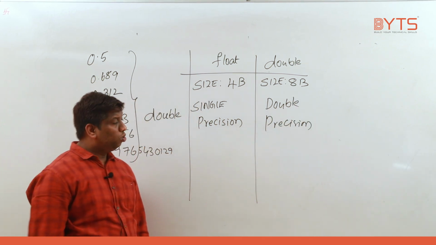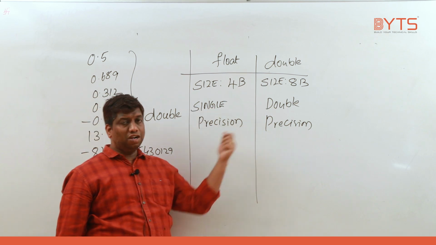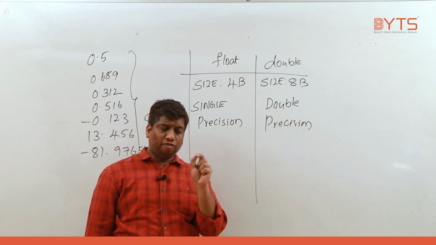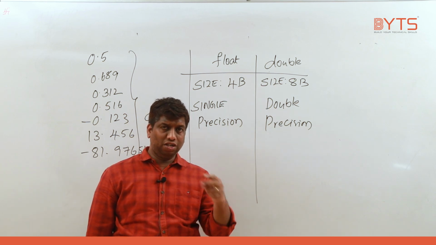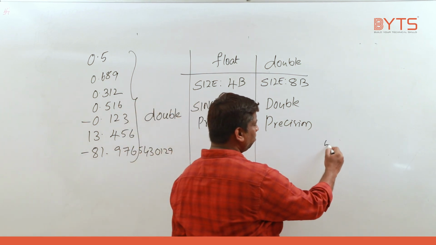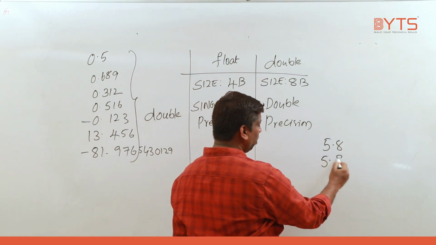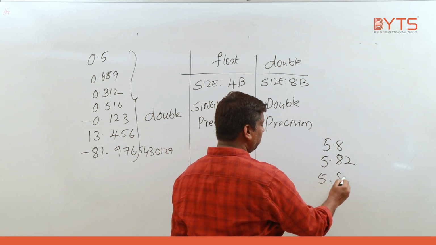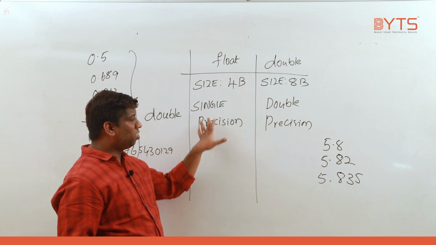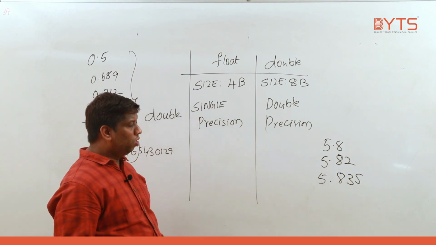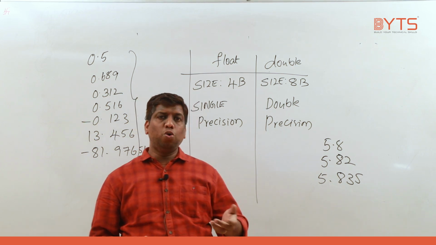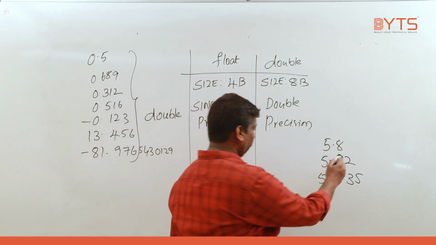Now we have a question. What is the difference between single precision and double precision? Most of the time people think that after the decimal point, if there are 2 digits, it's double precision, 1 digit, then it's single precision. So some people think 5.8 is single precision, 5.82 double precision, 5.835 triple precision. That type of thinking is not correct. First you need to understand what is single precision and what is double precision, and you need to know any decimal point number by default is considered as what? Double. Then how do you consider it as a float? You need to append f.